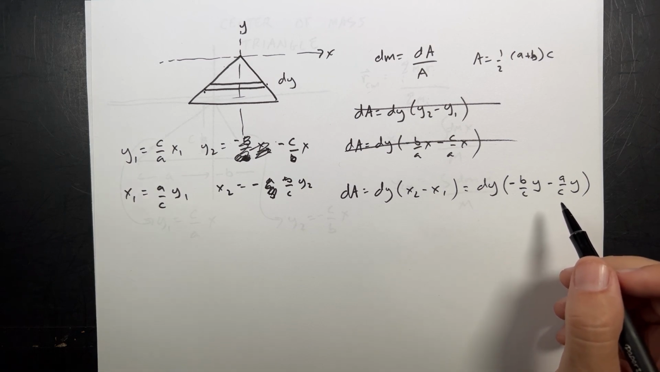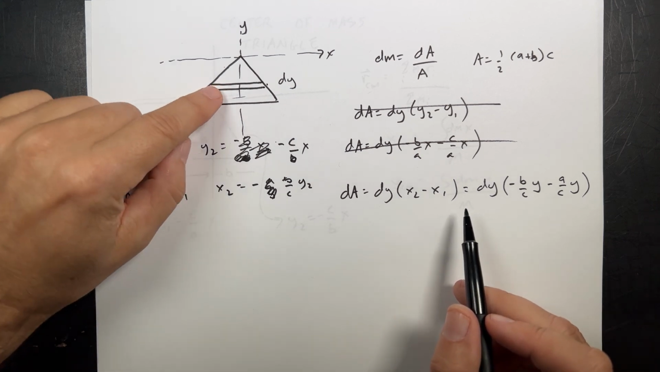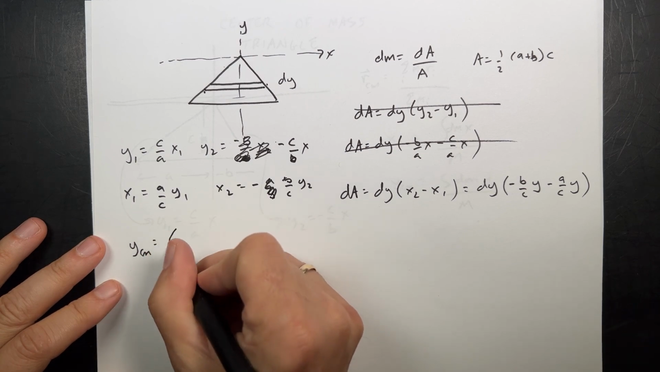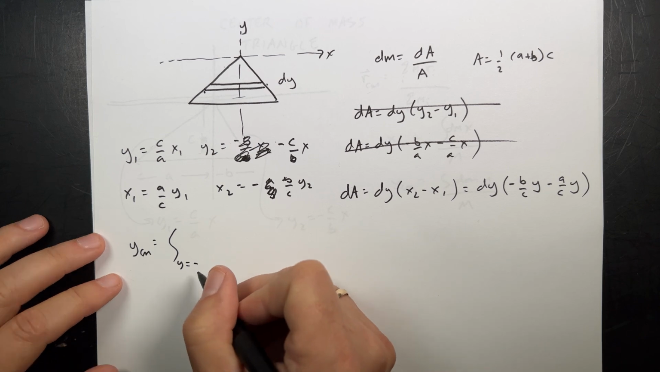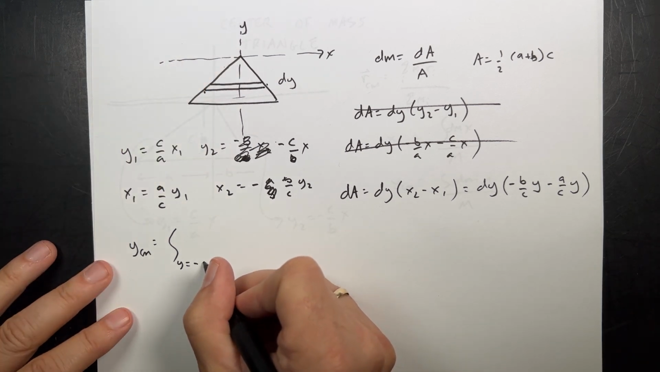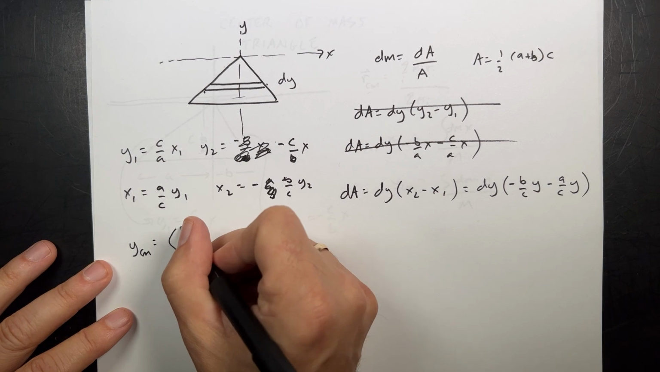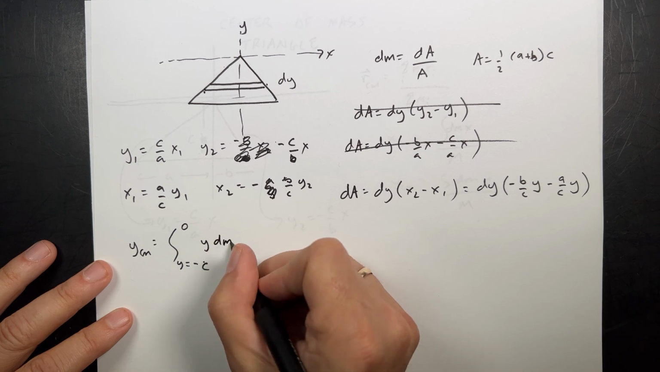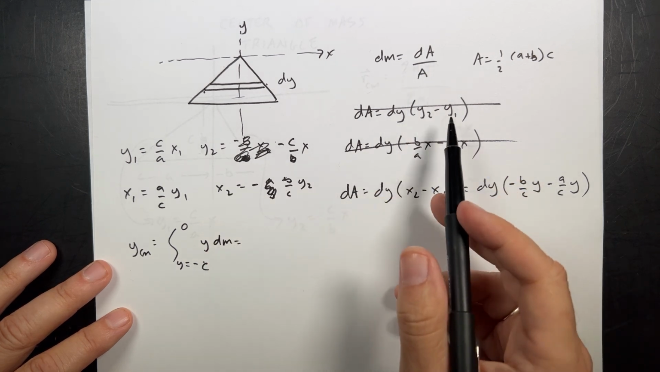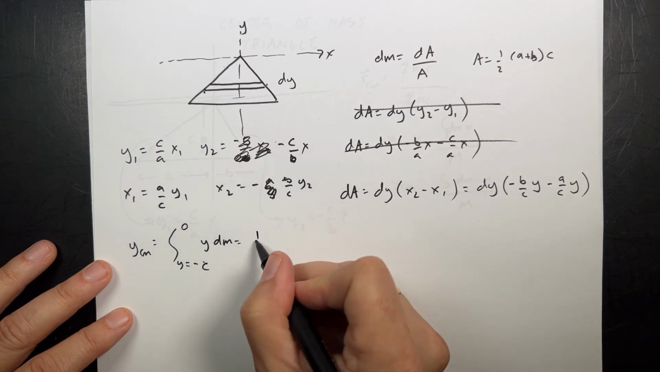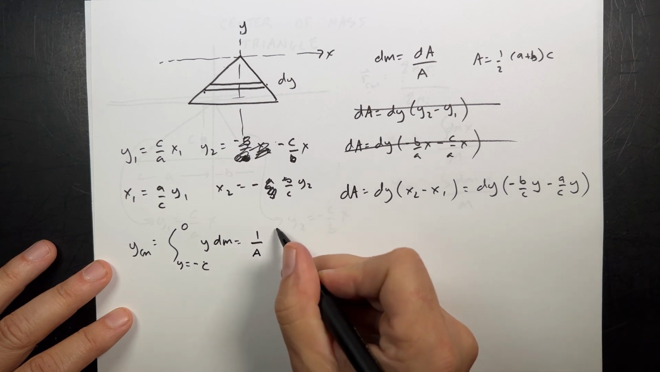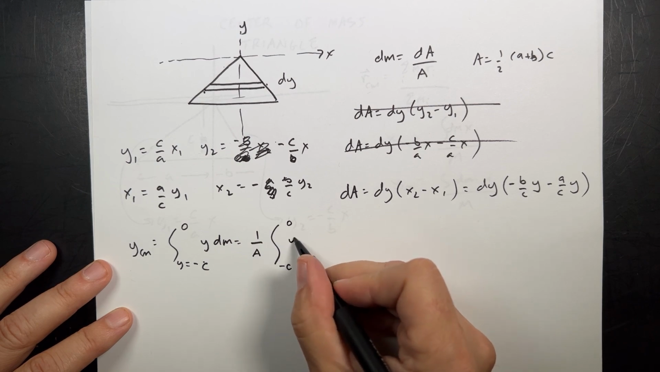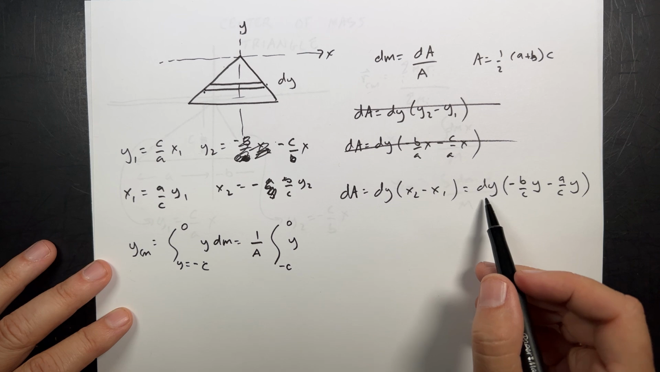Okay. Now we're going to integrate. So we want to find the y-center mass. I can write the y-center mass, in this case, as the integral from y equals, I'm going to integrate from here to there, so negative c to 0, of y dm, which is going to be dm is this, and that's that. So I get 1 over a, the integral from negative c to 0 of y times dy, dA, which is this whole thing.